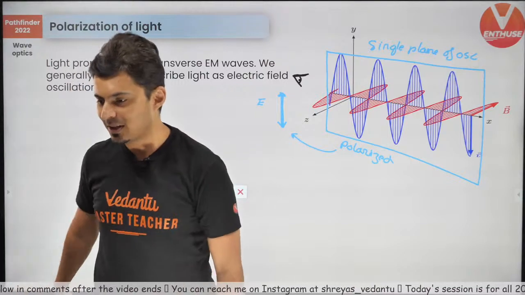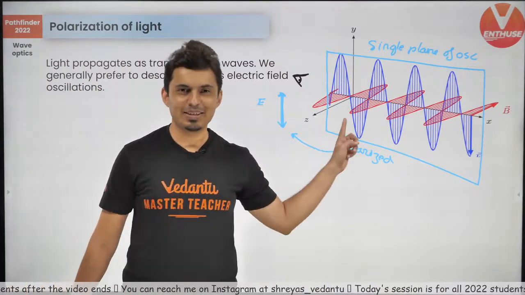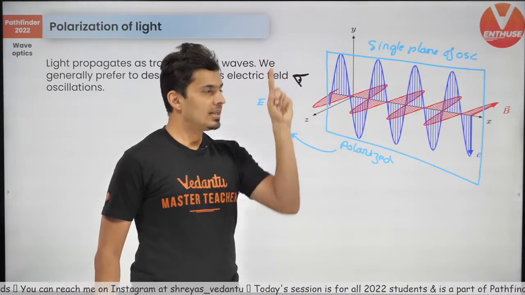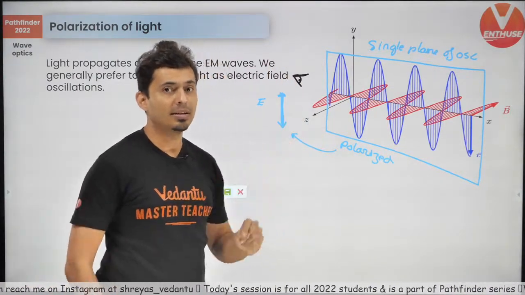Is that clear, my warriors? Okay. So if you look at it from behind, you can clearly see there's only one plane in which the light waves oscillate, the electric field oscillates.